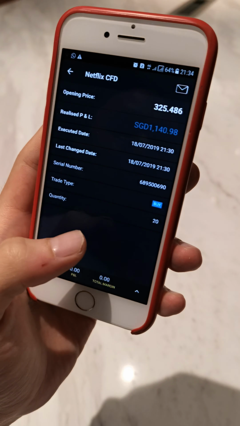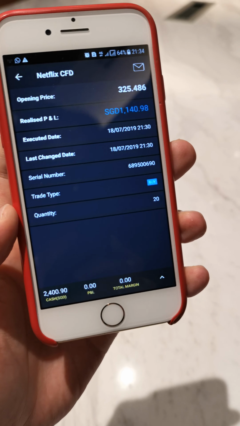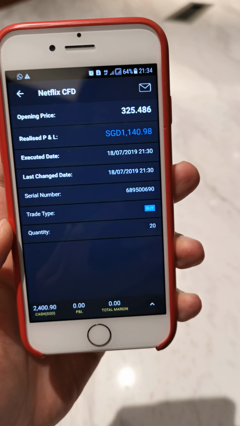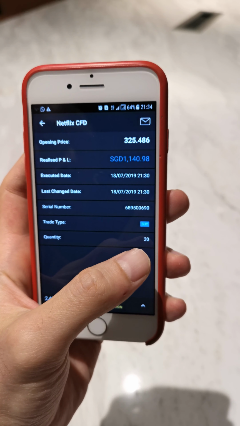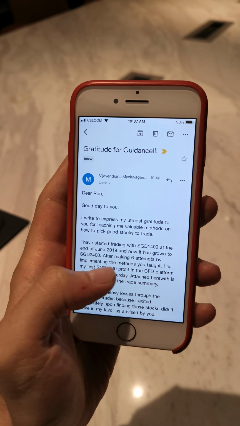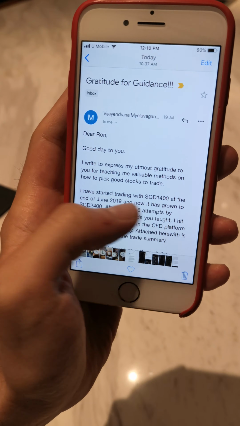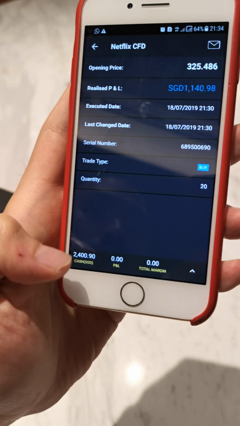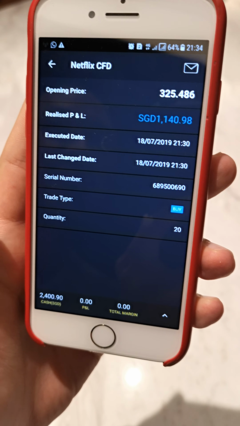Favor. So he made like 1.4K in this US stock called Netflix, shorting 20 shares. And look at this email. He funded his account with 1,400 Sing dollars, and his account grew to 2,004 Sing dollars in 6 attempts.